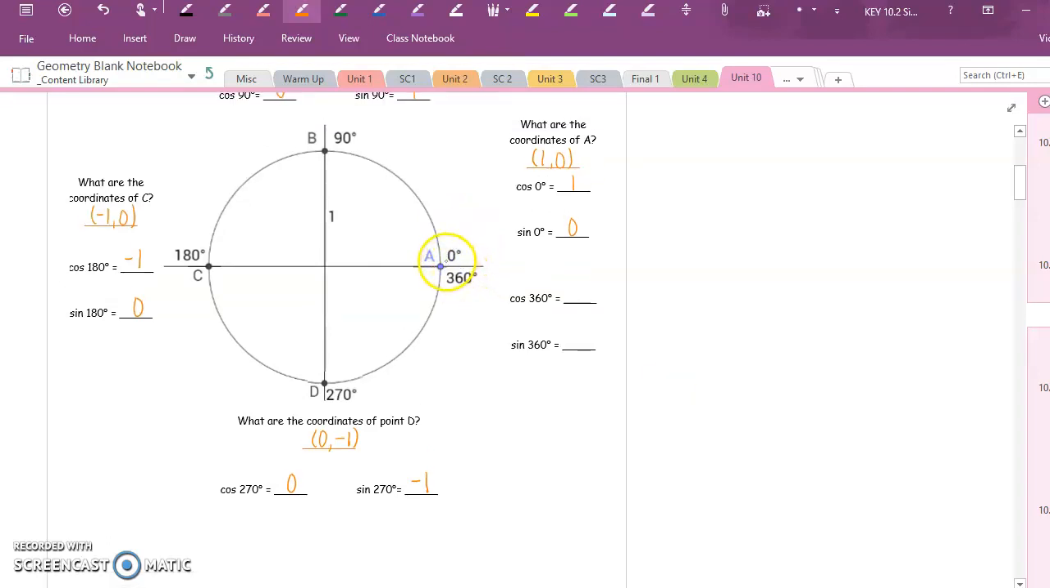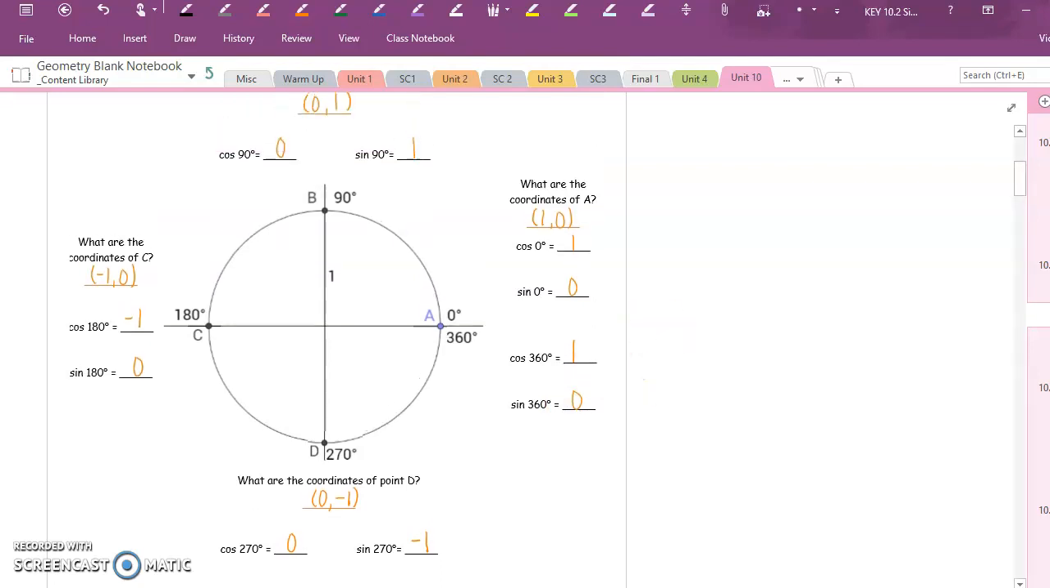We start at 0, go around the unit circle, and we end at 360 degrees. So they both share the coordinate of 1, 0. Cosine of 360 is 1. Sine of 360 is 0. So these are the ordered pairs for my axes. And then we were able to figure out the sine and cosine of each of them.